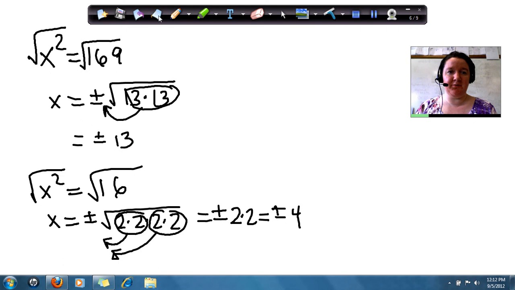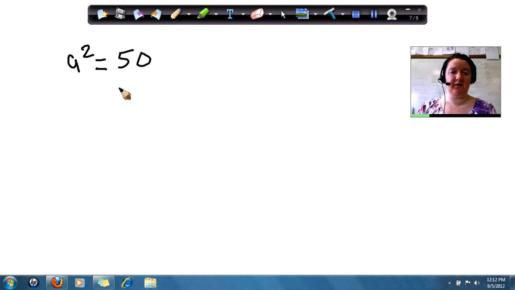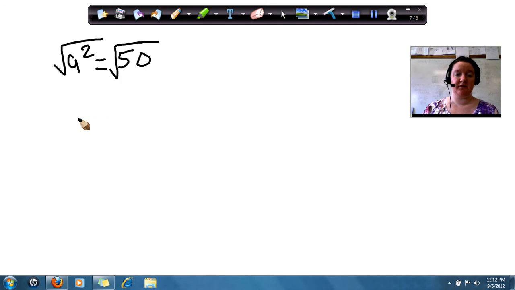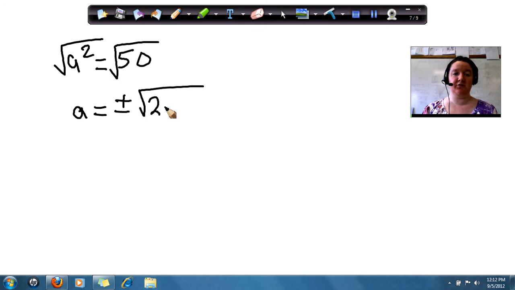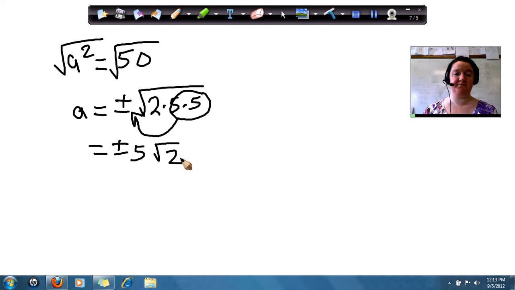Let's look at another example. Here we have this a squared equal to 50. So again, I have to take the square root. So I know it has to equal the plus and minus because both positive and negative values would work. And I'm going to have 2 times 5 times 5. Here we only have one pair. We're going to pull that out. So we have plus and minus 5 square root 2.